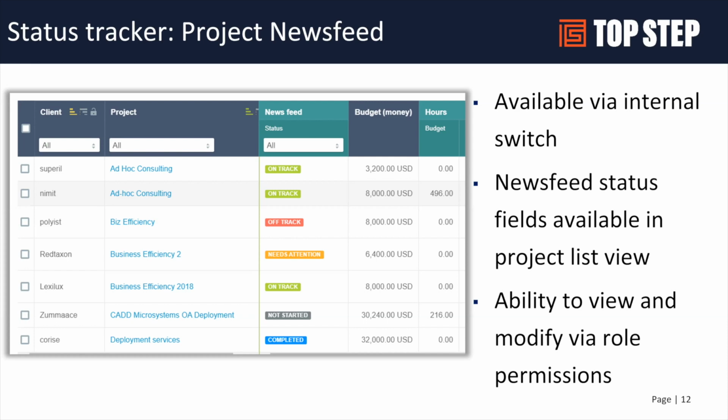They're reportable in a project list view, but they're not reportable in the report module. So that would be the next step. I think that would make this a lot more powerful. Hopefully that's on the roadmap. And news feeds are available via the role permission, so you can determine which roles have the ability to edit or view this news feed information.